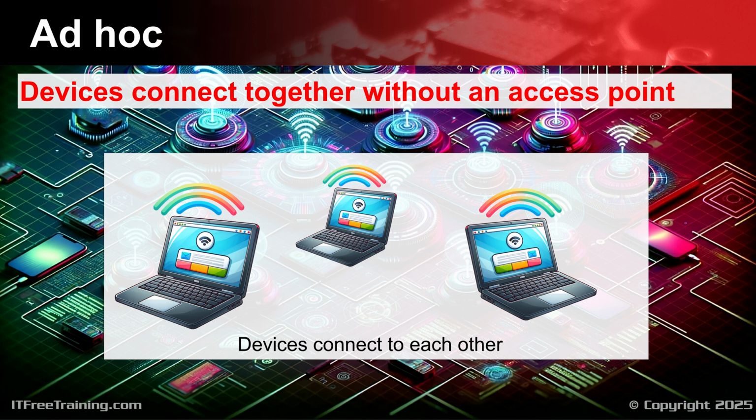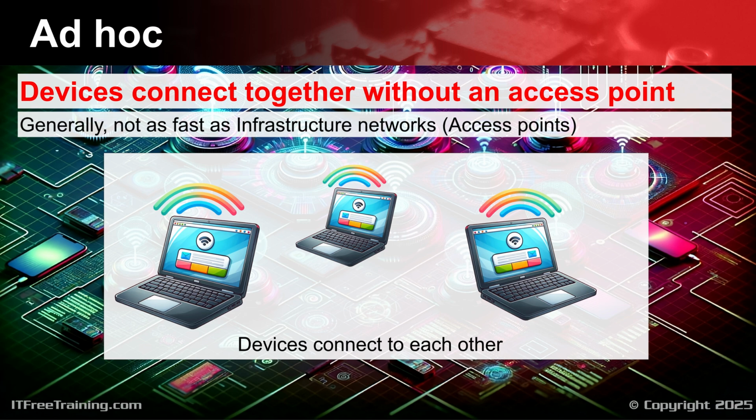Ad hoc networks typically offer lower speeds compared to infrastructure networks, where a central device helps coordinate communication among other devices. The lack of a centralized coordinator makes it challenging to achieve higher speeds. With the increasing popularity of access points and mobile networks, the use of ad hoc networks has diminished as more efficient and convenient alternatives are now readily available.